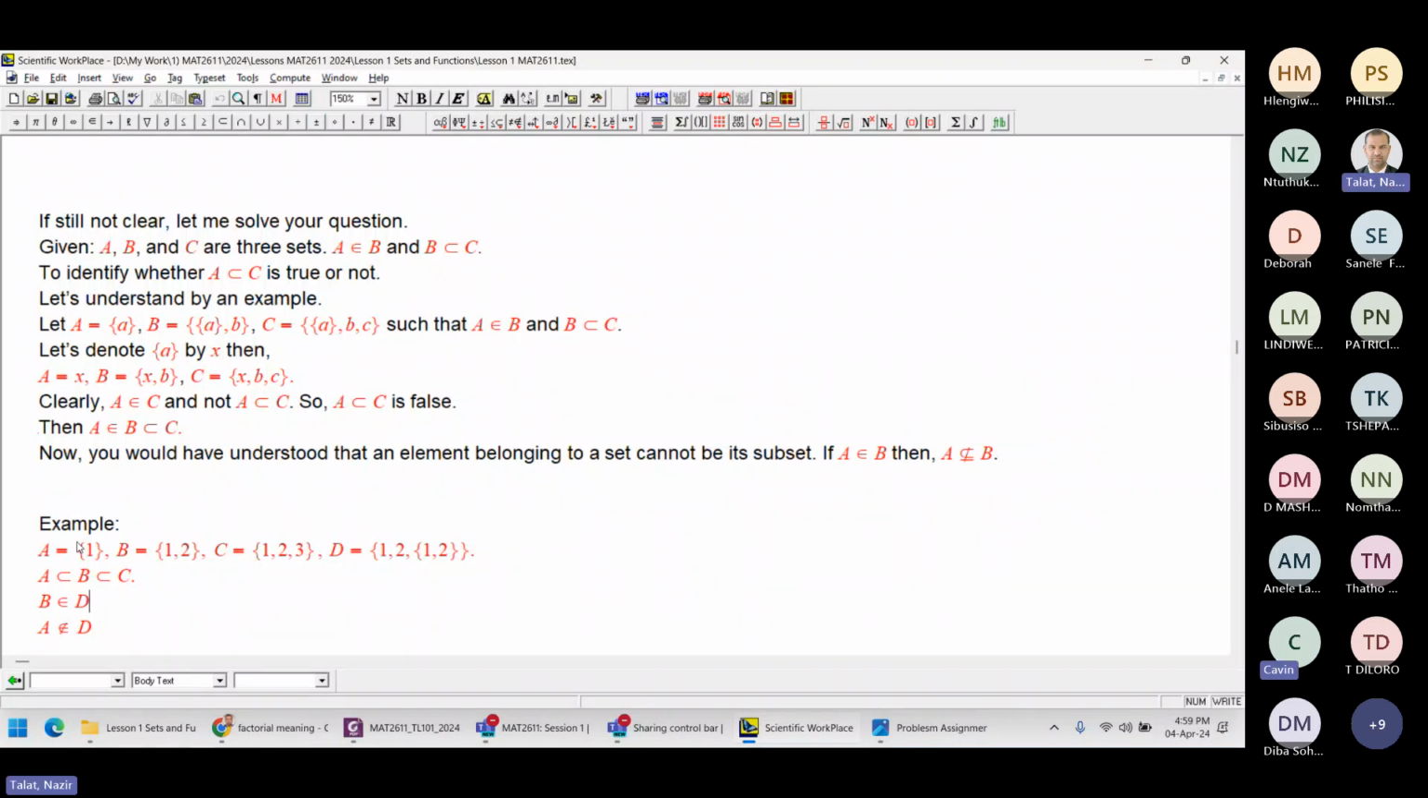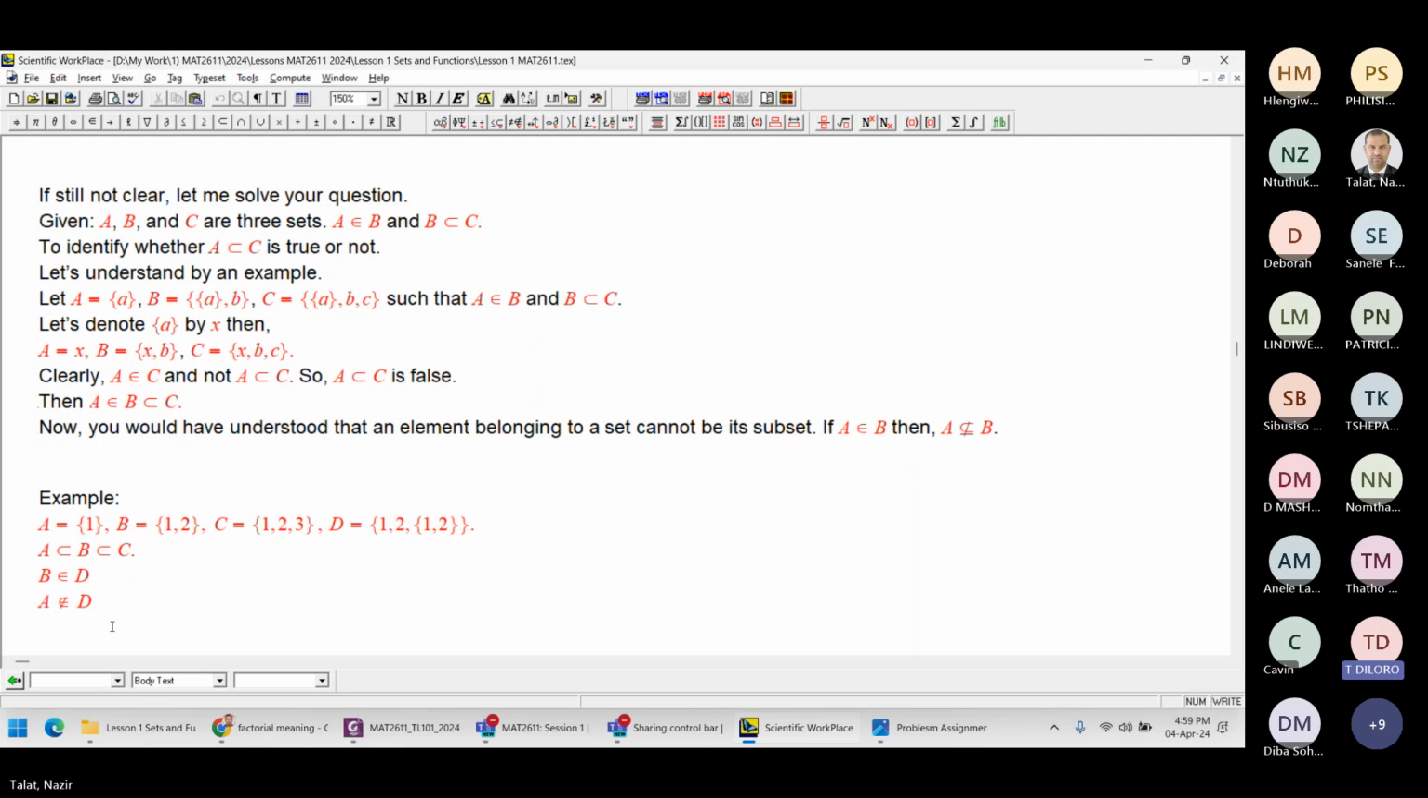Can someone tell me whether A belongs to C or not? It does not, sir. Well done. A also does not belong to C. So these are the relations for belongs and subsets. Any other question?